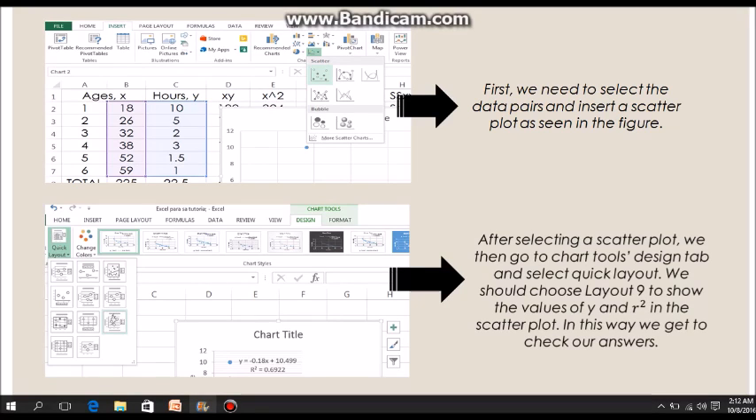This is how we construct a scatter plot. First, we need to select the data pairs and insert a scatter plot, as seen in the figure. After selecting a scatter plot, we then go to Chart Tools, Design tab, and select Quick Layout. We should choose Layout 9 to show the value of y and r squared in the scatter plot. In this way, we get to check our answers.